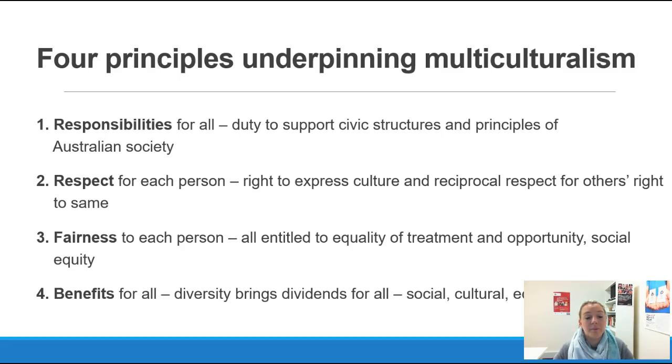Fairness to each person. So fairness is really one of those values that underpins multiculturalism as well as our fields of practice, that all people are entitled to equality of treatment and opportunity and social equity as well, and benefits for all. So diversity brings dividends for all, be those social, cultural and economic.